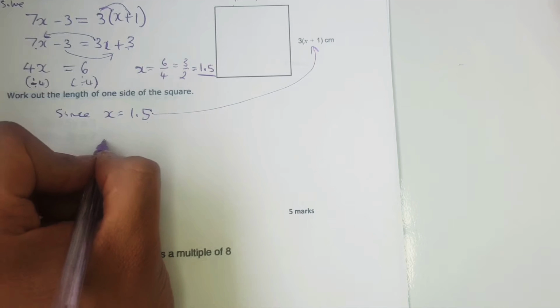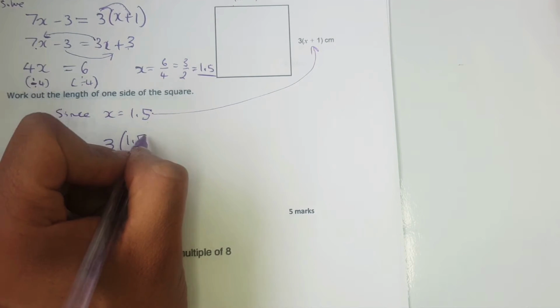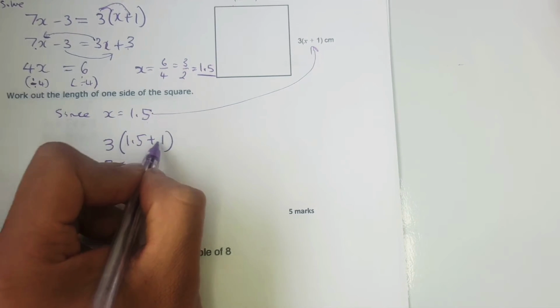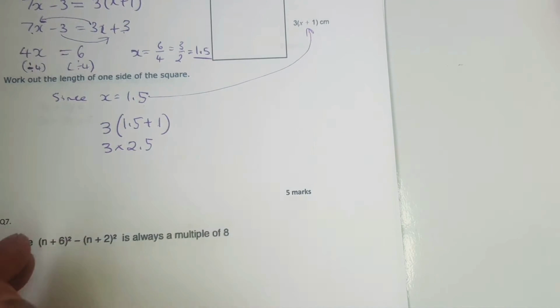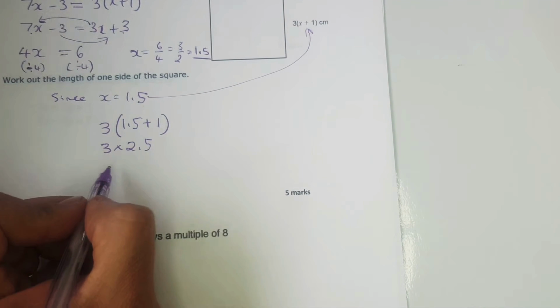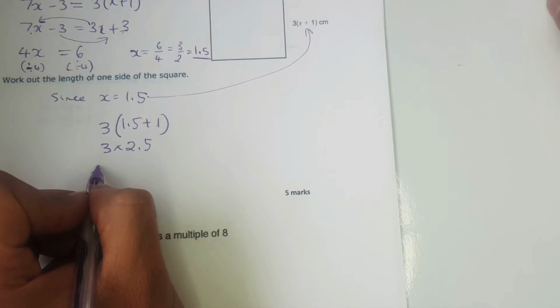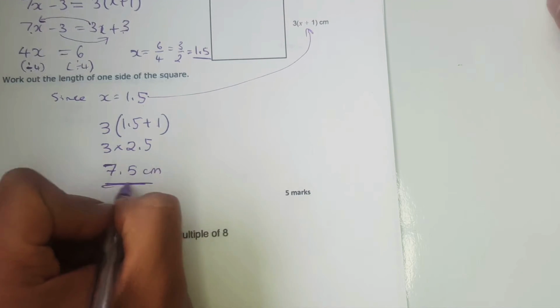So I've got 3 brackets 1.5 plus 1. That's going to be 3 times 2.5. When you work that out, that will give you the answer for that question. So that's going to be 7.5 centimeters. So that's the answer.